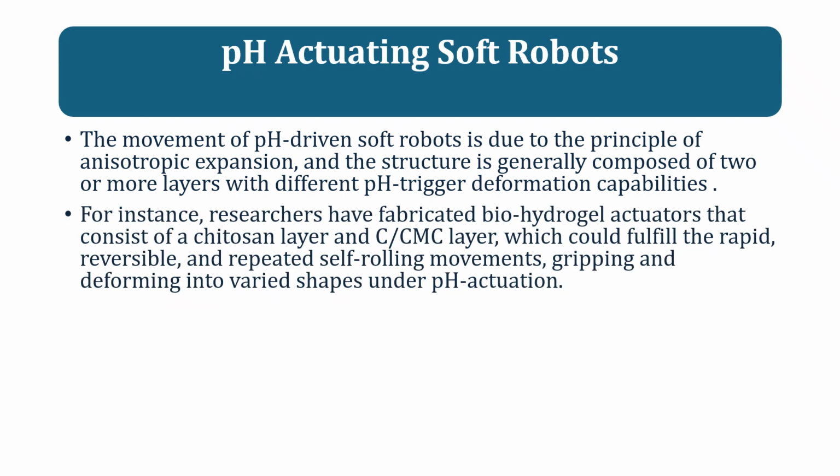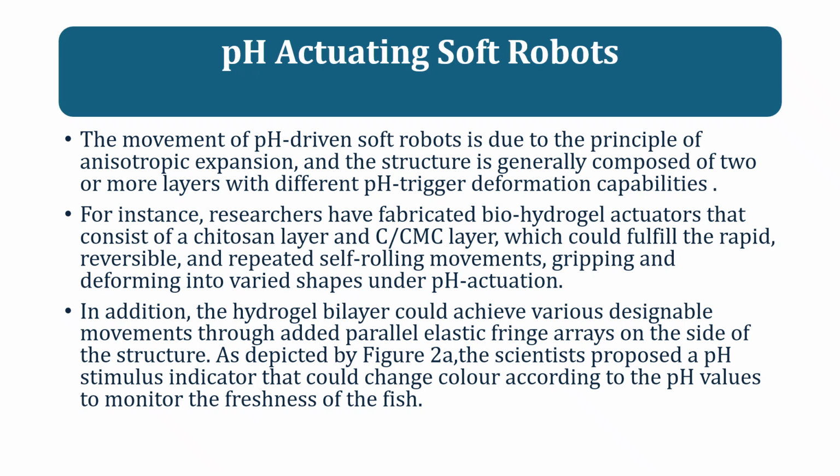Next, one example is given here: researchers have fabricated biohydrogel actuators, and the actuators consist of a CMC layer, which could fulfill reversible and repeated rolling movements, gripping movements, or deforming the specimen under pH actuations, and it will change into different types of shapes. Clear?